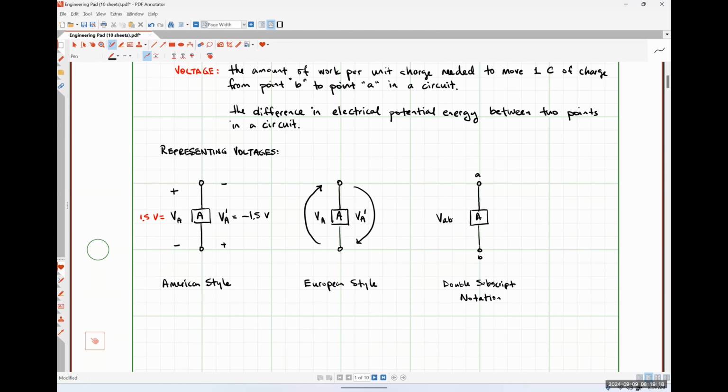So from that, VAB prime, which would be the opposite polarity representation of VAB, could simply be written as VBA, where now the bottom terminal is the positive polarity and the top terminal is the negative. So these are the different ways that you'll see voltages represented in this class. Before we move along and talk about voltage sources, does anybody have any questions about this? All right.